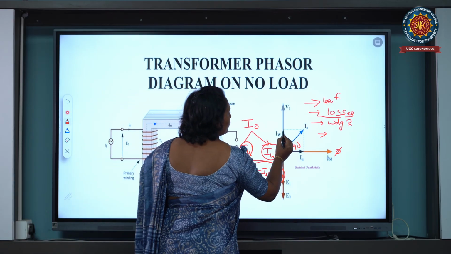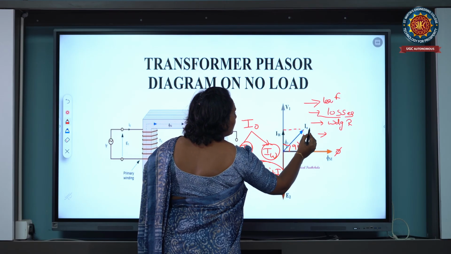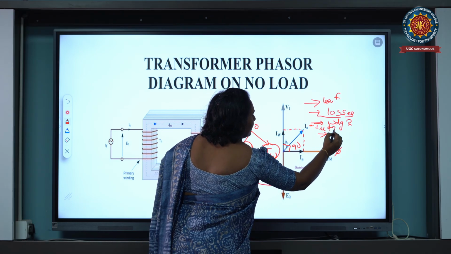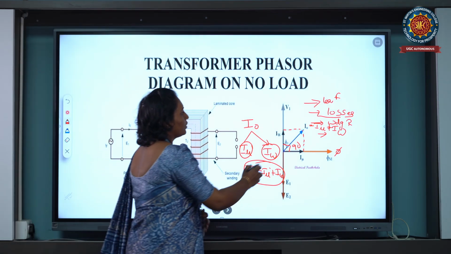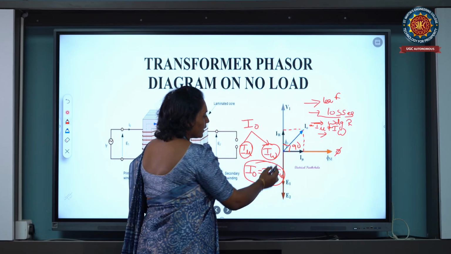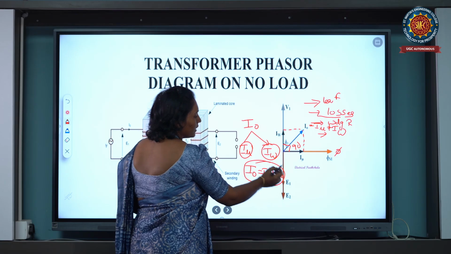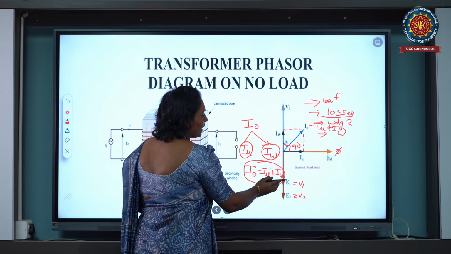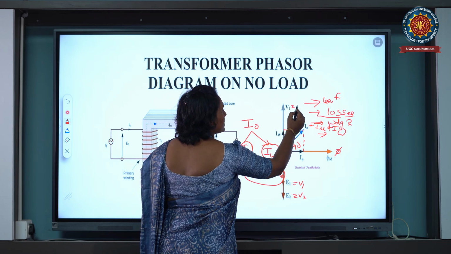So the resultant current of the magnetizing current and the working component current, I naught, is equal to I magnetizing plus I working component current. This is the phasor I naught. Here the induced EMFs E1 and E2 are both in phase. E1 is equal to V1, E2 is equal to V2. Both the primary side induced EMF E1 and the secondary side EMF E2 are in antiphase with the supply voltage.